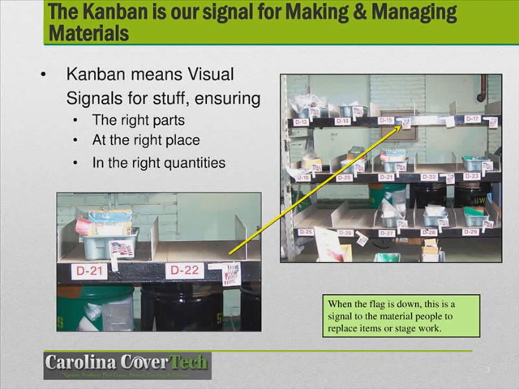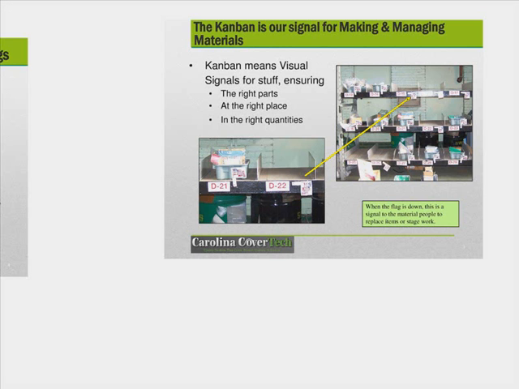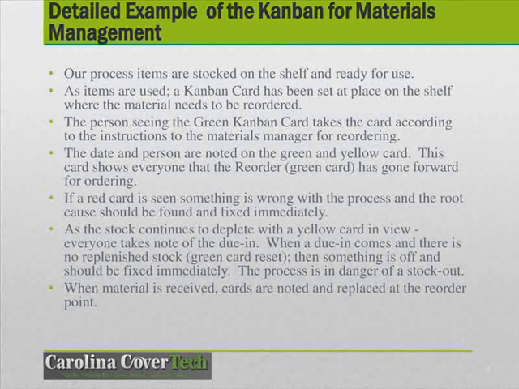And so this, again, is a quick review of what we covered earlier, but it's showing very quickly that we have a flag system in this case that shows us when the flag is down, we need to replenish materials. There are all kinds of ways to do this. Whatever visual signal we can invent at a glance would tell everybody we need materials or not. So let's review how we do this with sort of a stock card, a whole shelf full of material with stock cards. Our process item is stocked on the shelf and ready for use. As an item is used, a Kanban card has been set in place on the shelf. The person seeing the green Kanban card takes the card according to the instructions from the materials manager for reordering.